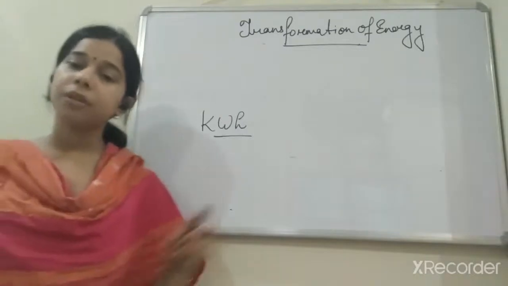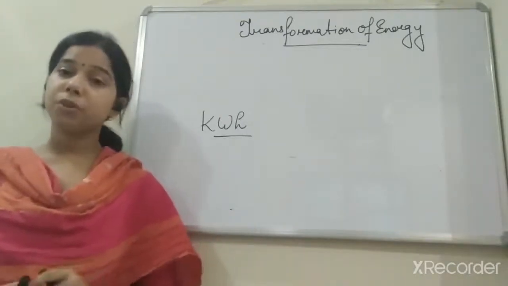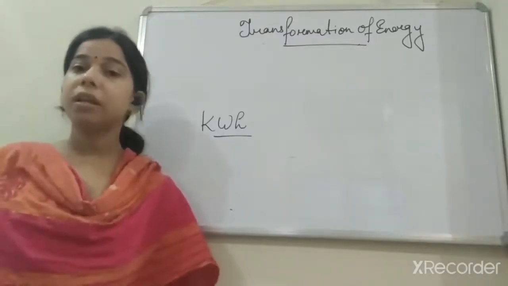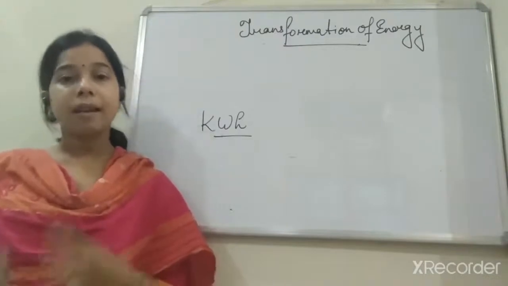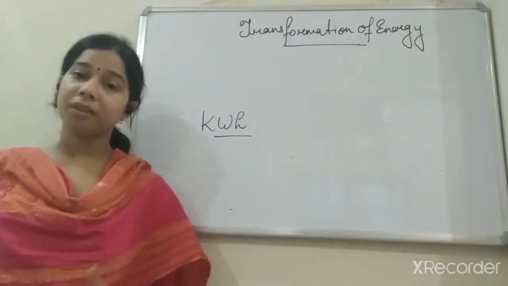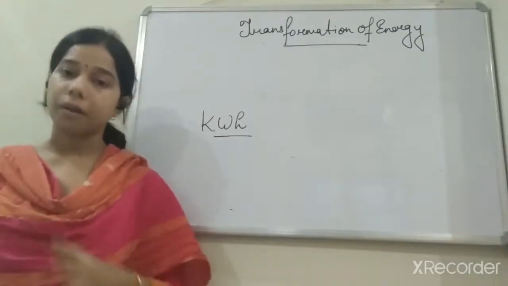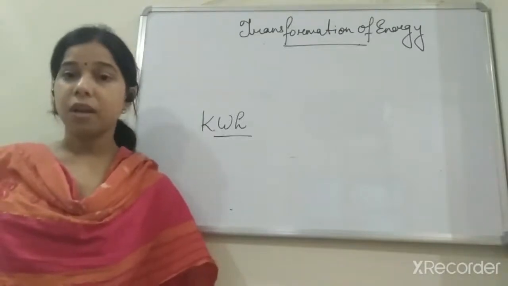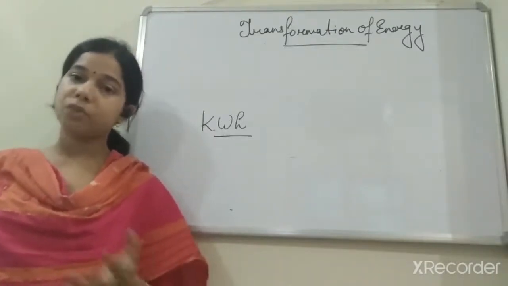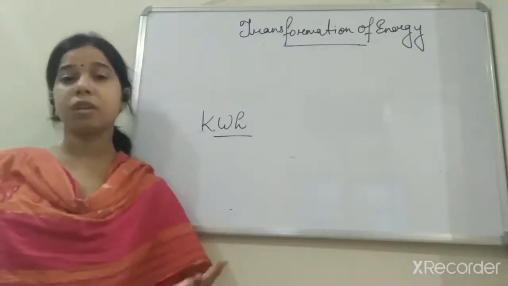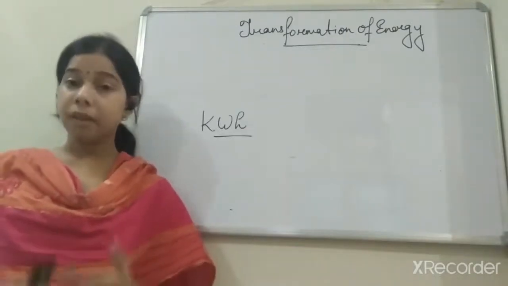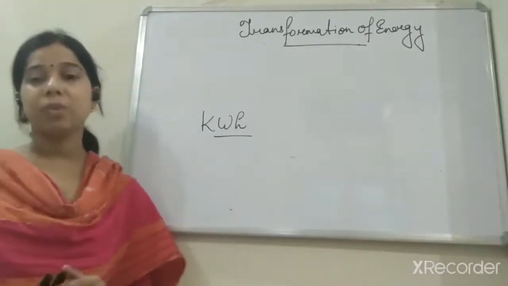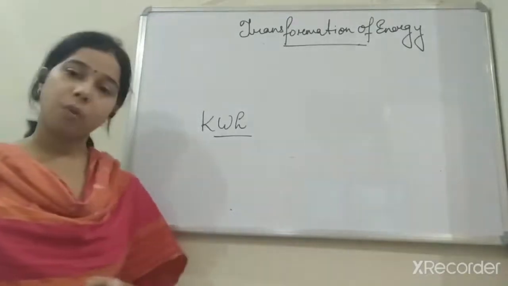When we talk about the kilowatt hour, or commercial unit of energy, it means the amount of electrical energy consumed when an electric appliance of 1 kilowatt is used for 1 hour. That is the commercial unit of energy. So basically, when we use an appliance of 1 kilowatt for 1 hour, it will give us a value of 1 kilowatt hour.